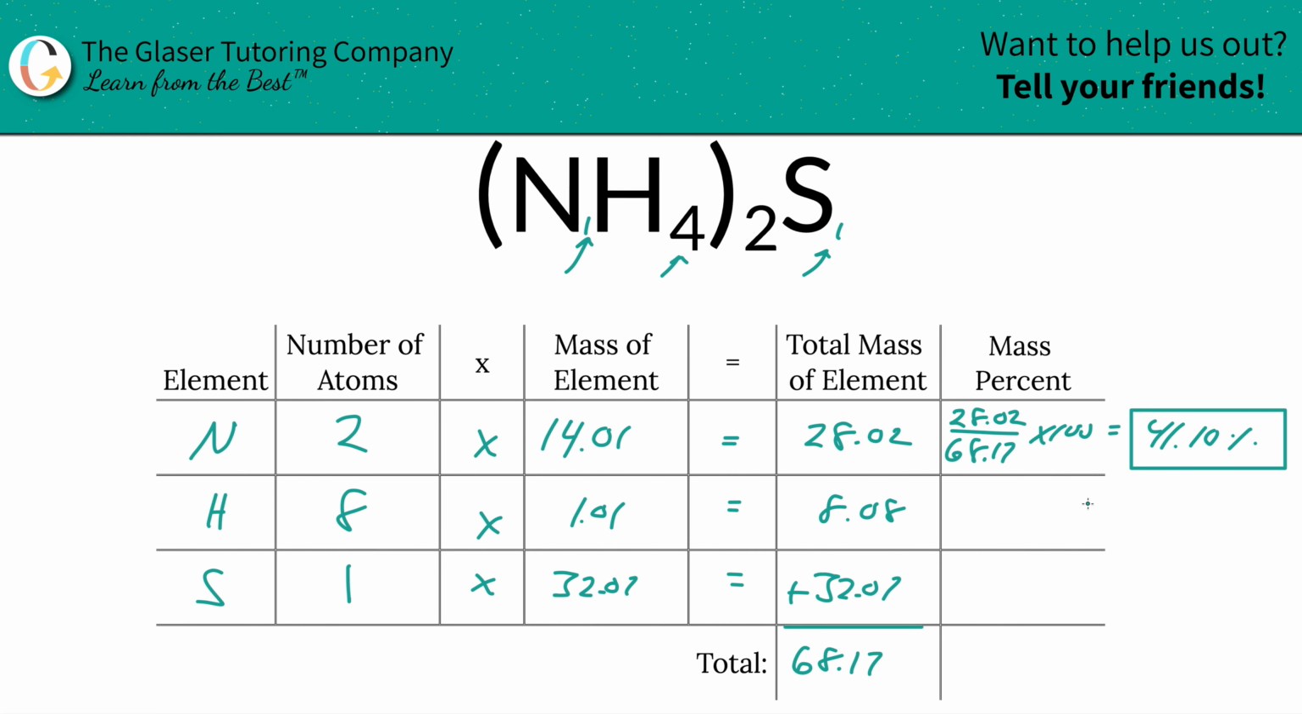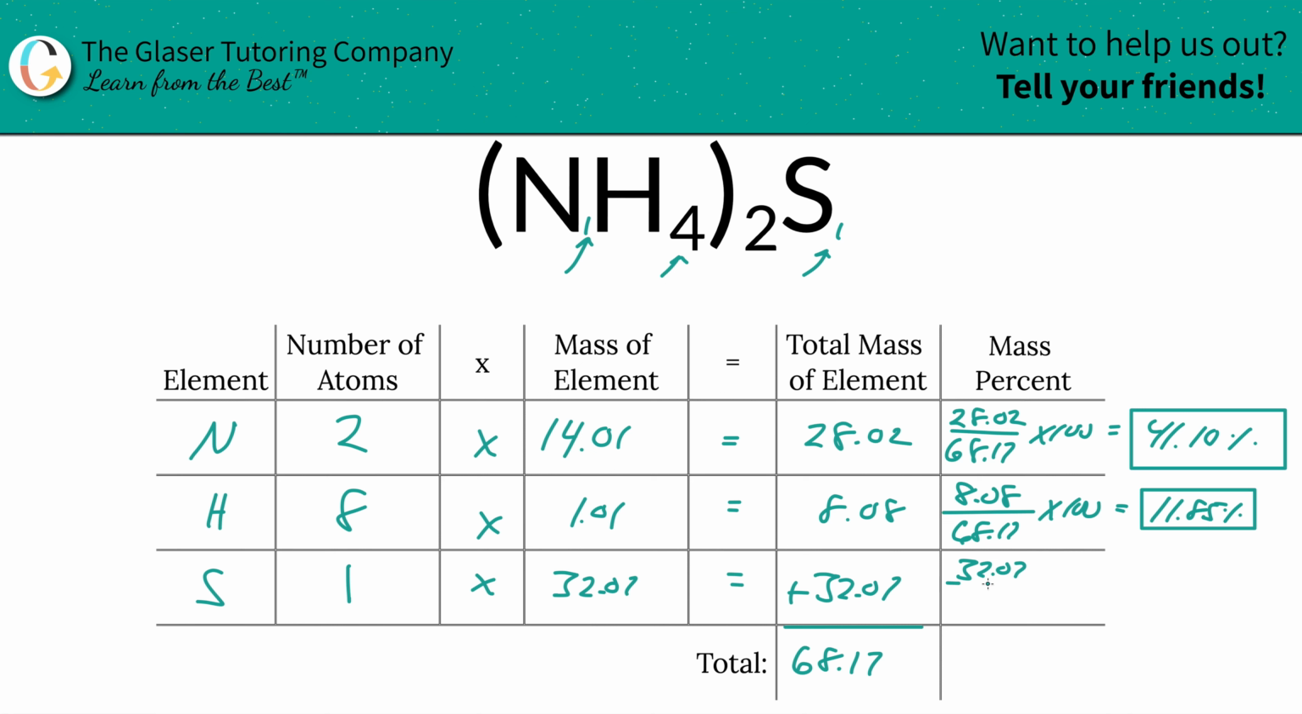41.10, not 00, I think I said. But that would be the percentage of nitrogen. For hydrogen, you're going to take the total mass of the hydrogen, 8.08, divided by the total mass of the compound, 68.17 units of mass. Multiply that by 100, and here you're going to get 11.85%. And then last but not least, for sulfur, 32.